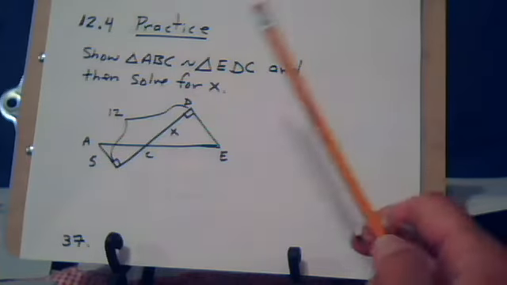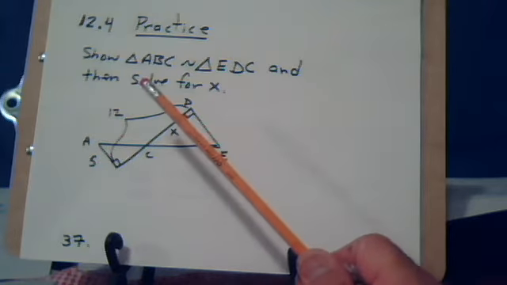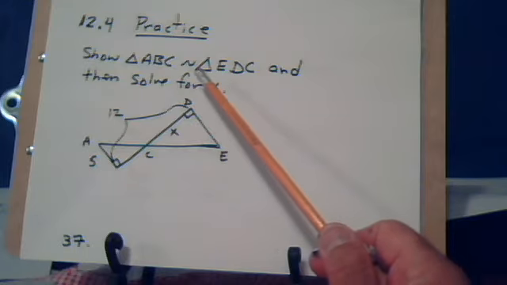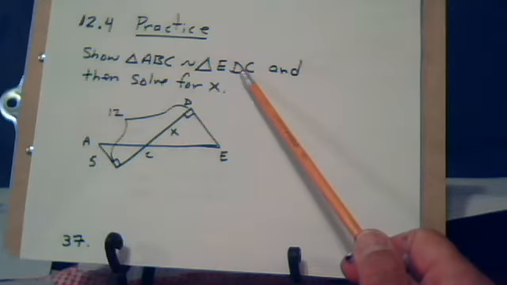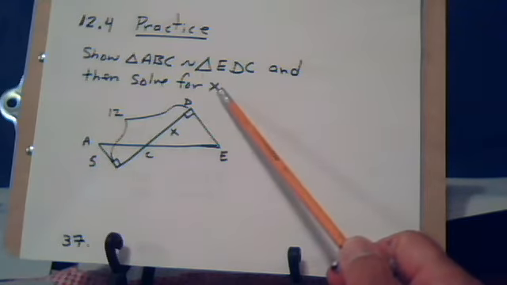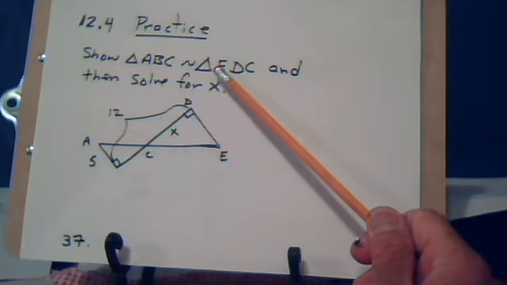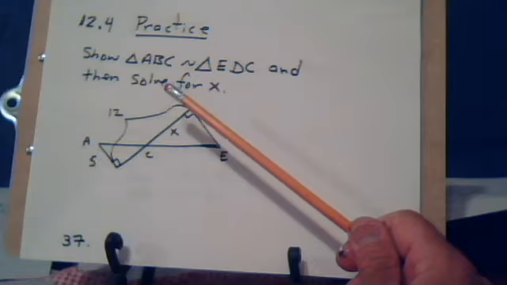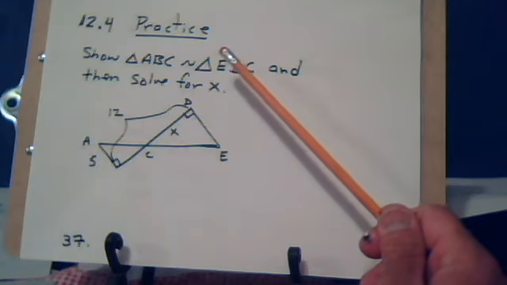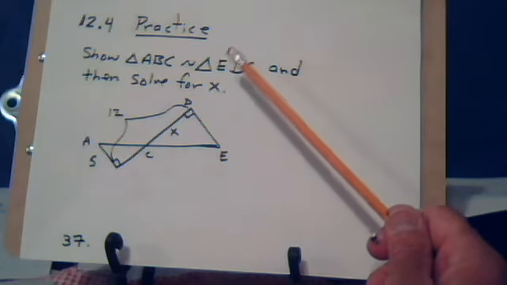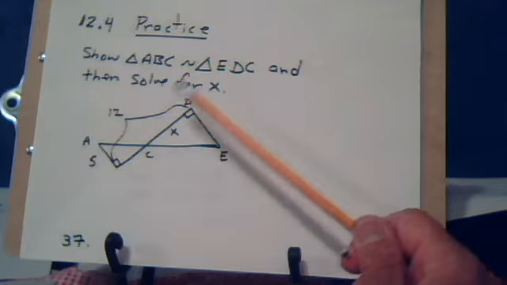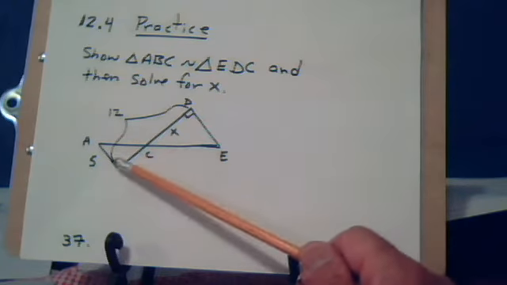So let's practice. Show that triangle ABC is similar to triangle EDC, and then solve for x. Notice you first have to demonstrate they're similar, and then you can use a proportion, because if they're not similar and you use a proportion, you're going to get incorrect results. So we need to demonstrate these two triangles are similar.